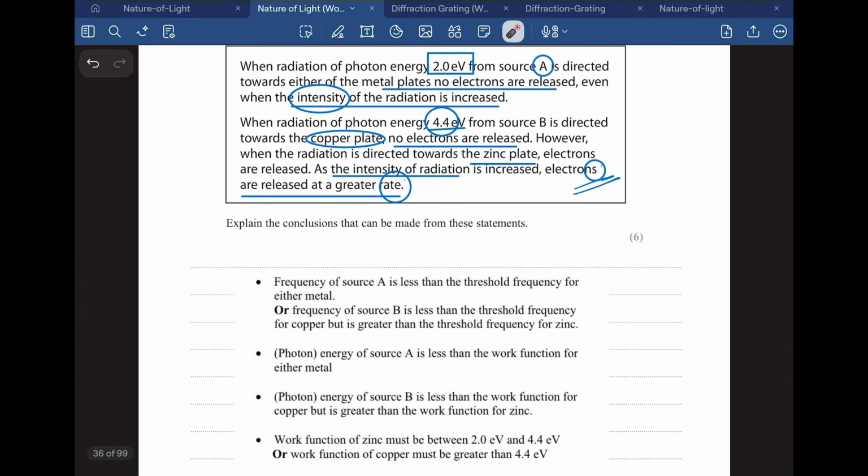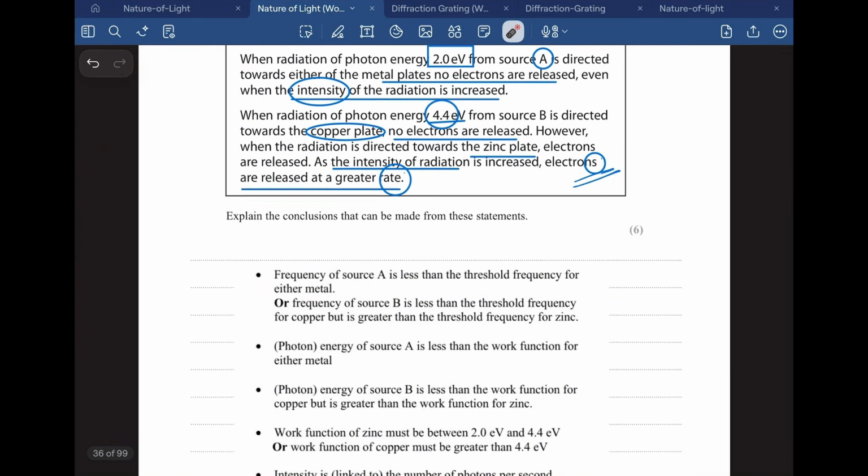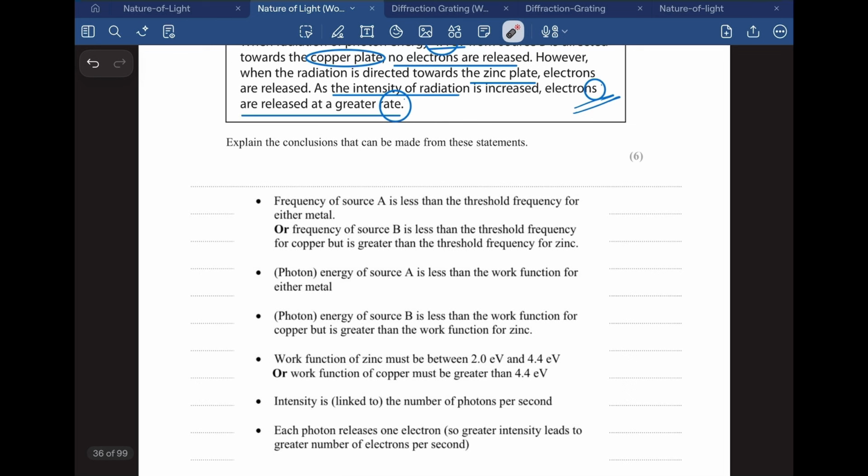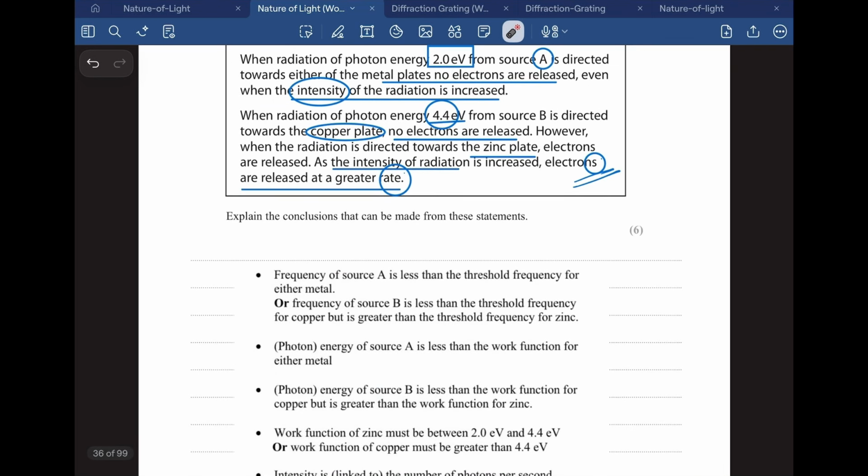You can write either of them to get the first mark. Now the second part depends upon this part, that the photon energy from source A was less than the work function for either of these metals. That's why source A wasn't able to release even one electron. And right here you can also say the photon energy of source B is less than the work function of the copper plate, but greater than the work function of the zinc plate.